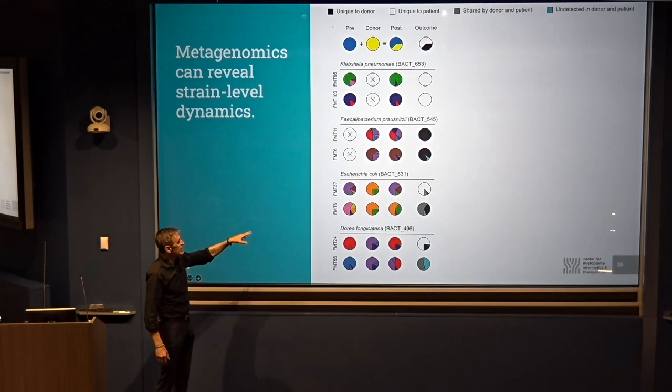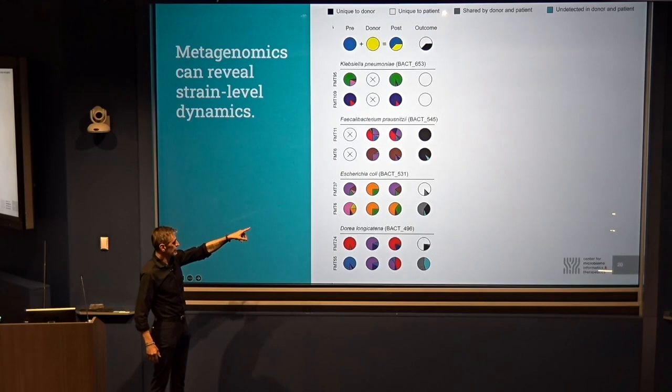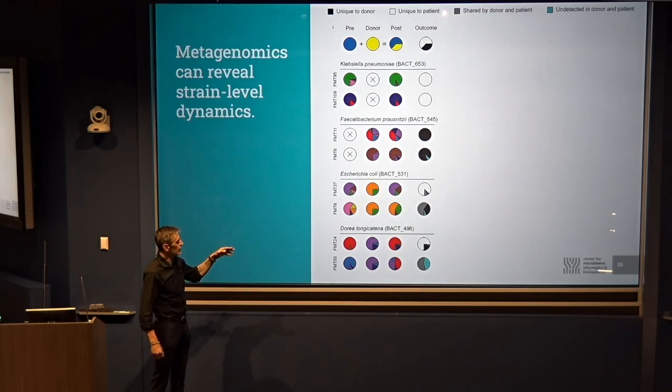Okay. If we look at E. coli, we see a different story. So here we see the same donor, two different patients, and in the top patient, we put the donor material in. The top patient looks pretty much like they did before the fecal transplant. So they kept their patient strains and didn't really take up many donor strains. Whereas the second patient, it was the opposite. They ended up with a lot of E. coli from the donor and only a little bit of material that they had already.